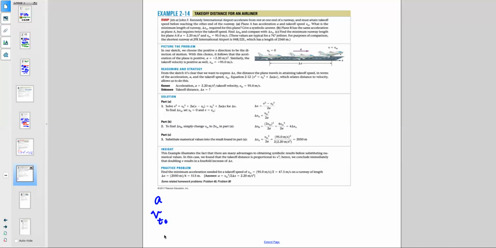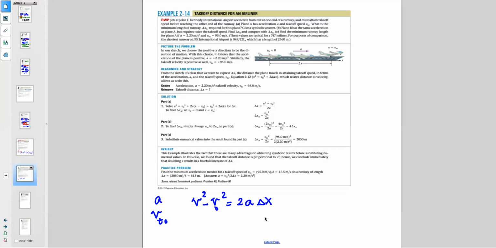So do you have any information about the time? No. There is no information given about the time. It doesn't tell you, oh, it took 30 seconds to do that. It was doing it in 20 seconds. No, we have no information about the time whatsoever. So what it means is that you need a time-independent equation. So the time-independent equation is this. v final squared minus v initial squared is 2 times acceleration times delta x.